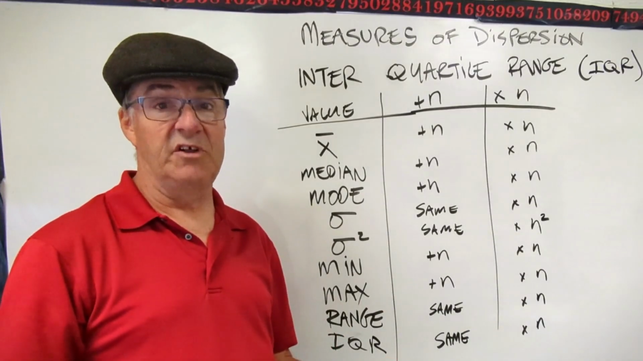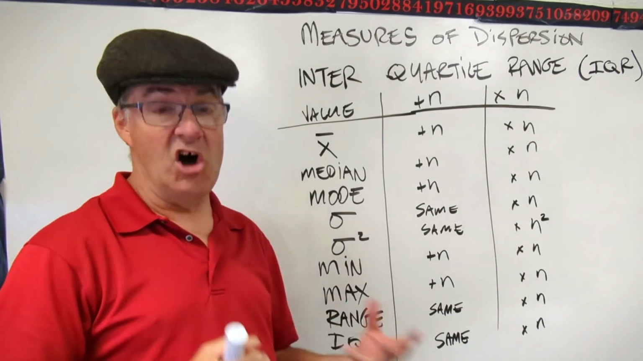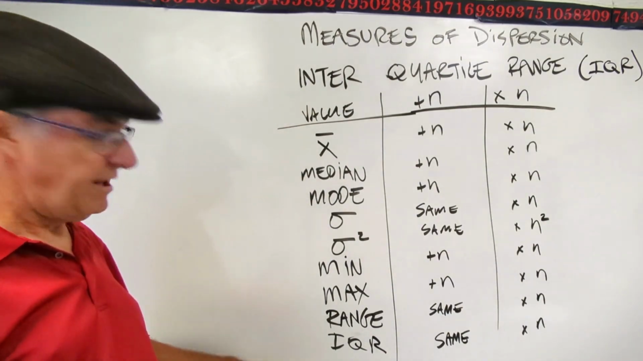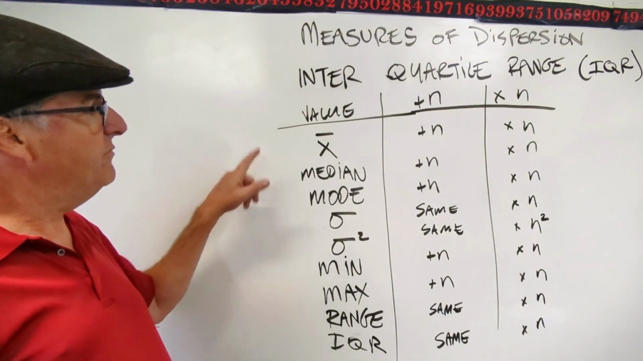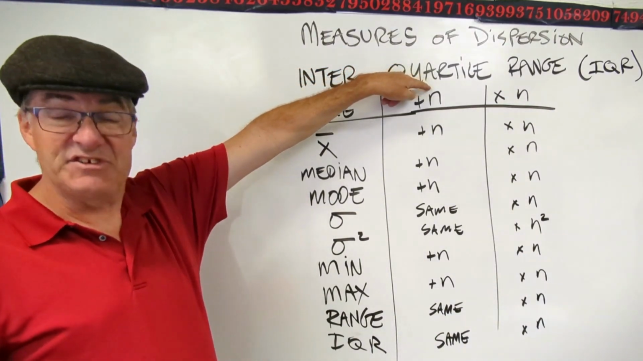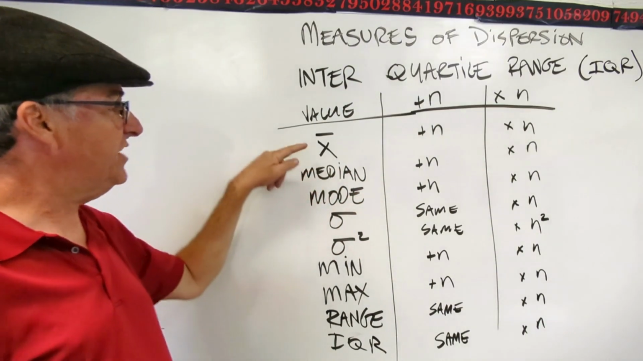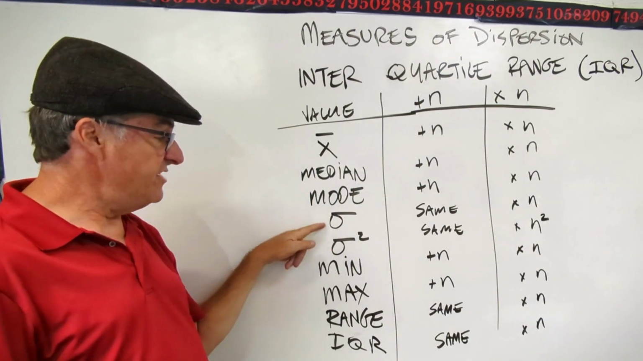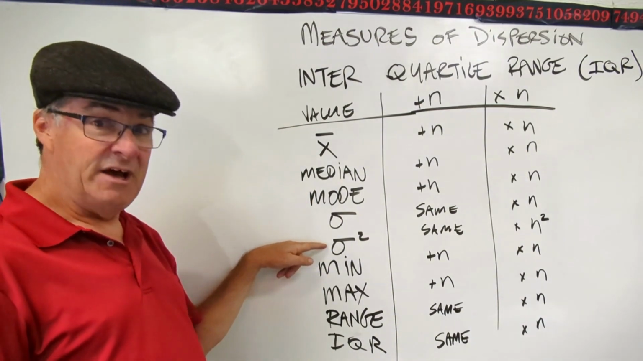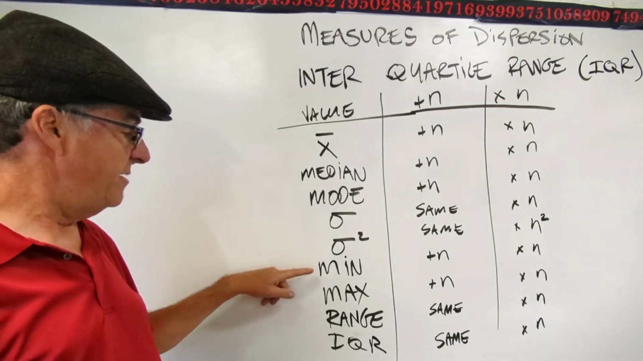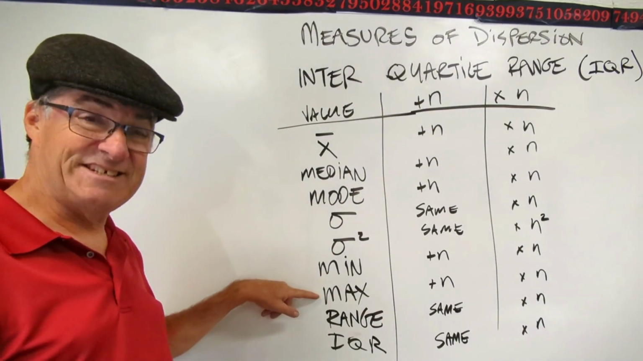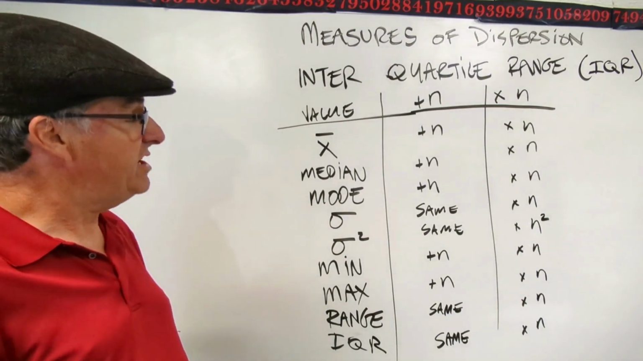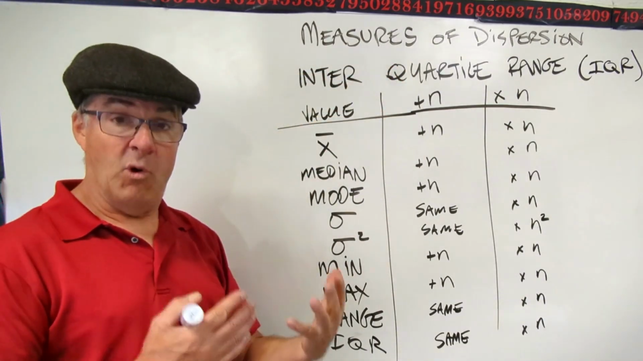All right, let's summarize the results of that last somewhat complicated and long set of exercises there. So basically, if we have values for a data set, like these are the ones that we've been exploring, and then we take some constant n and we add it to every value in that data set, what's going to happen is the mean is going to increase by n, so do the median and the mode. Standard deviation and variance will stay the same. The spread of the data does not change. The min and the max will increase by that same number, but the range and the interquartile range will stay the same.